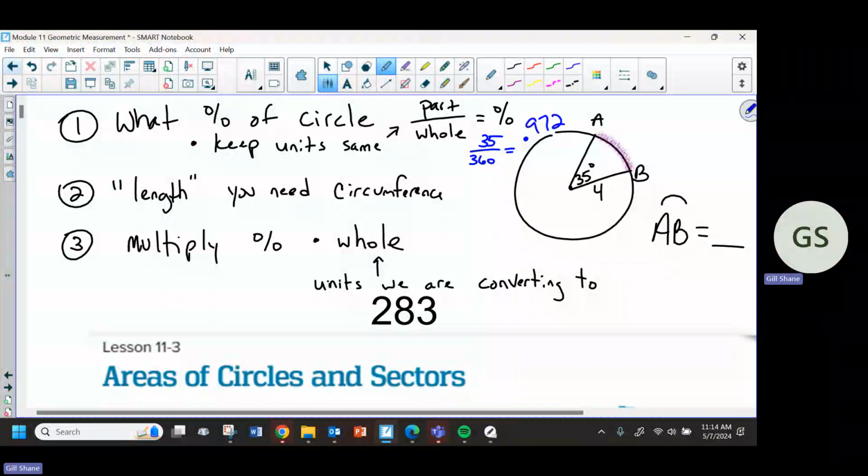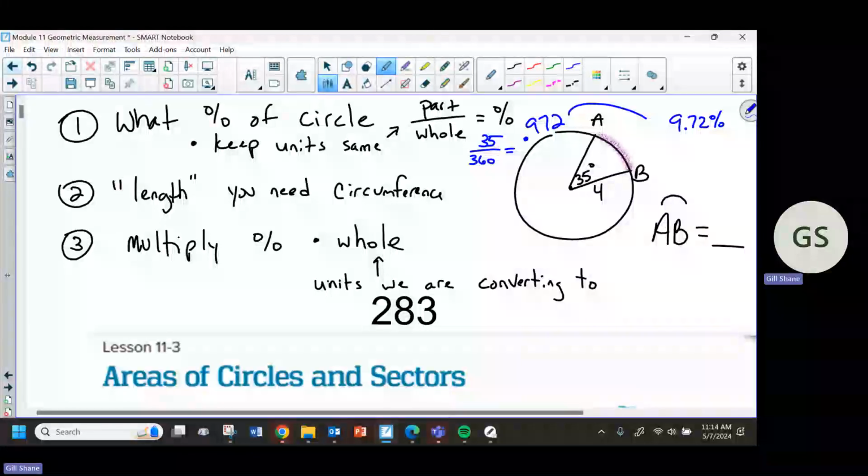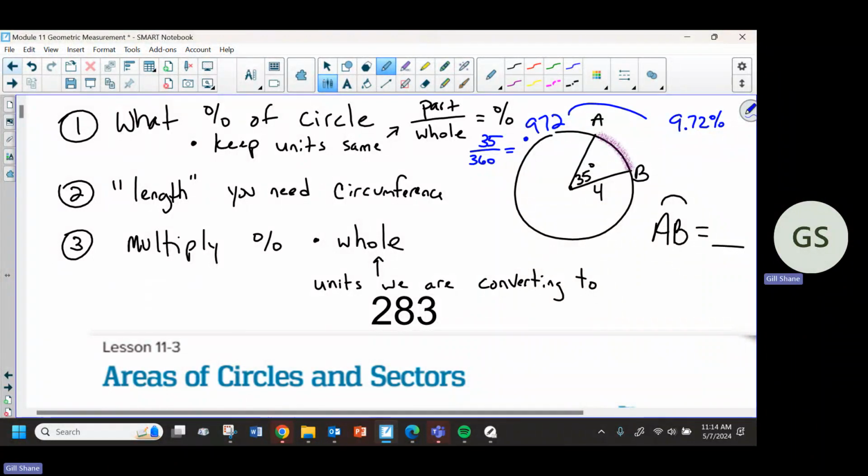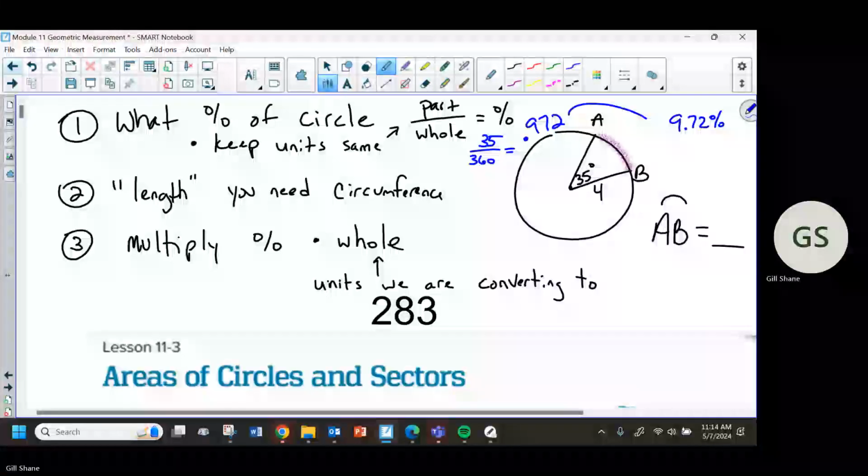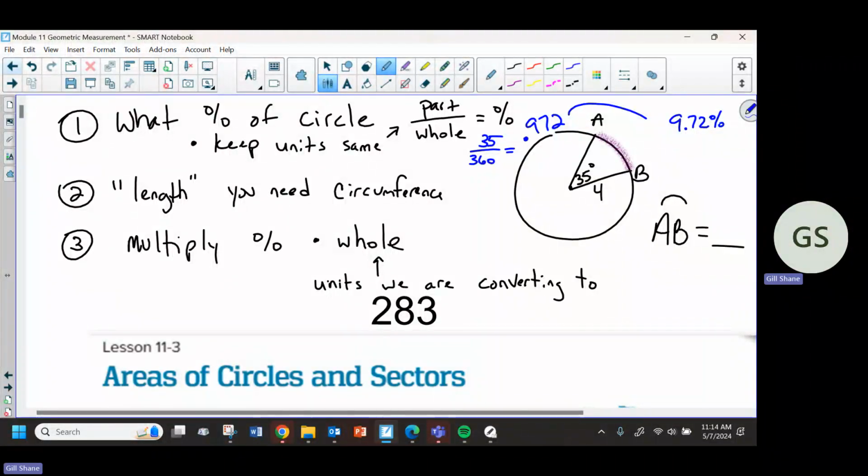Again, as a percentage, that's 9.72%. So just understand those are the same numbers. 0.0972 is the same as 9.72%. If you put them into a calculator, you can either just type in 0.0972, or if you do 9.72, you have to hit the percentage button. You have to hit the second function and then the left parenthesis for percentage. Thank you. All right, so now we have step one done.